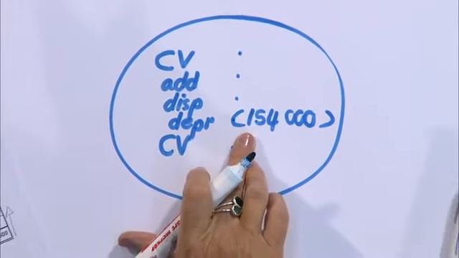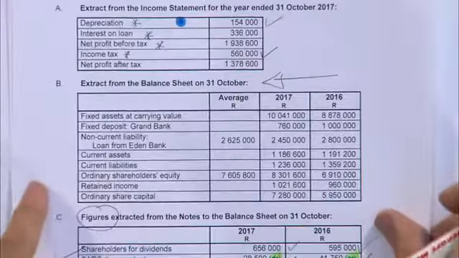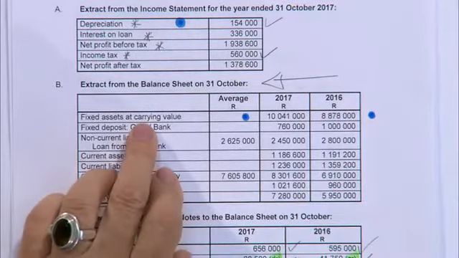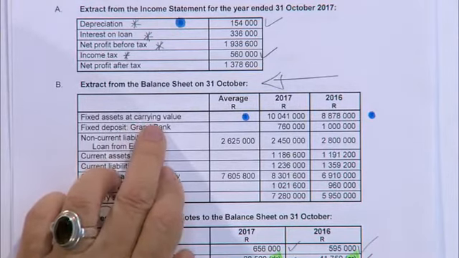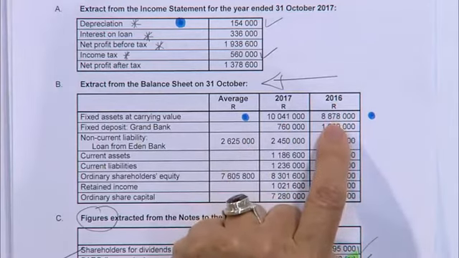What else do I have? The carrying value is what is shown to me in a balance sheet right there. I'm going to use the blue pen now. In other words, fixed assets at carrying value, I can fill in 2 more amounts. Let's start with last year at the top, 8,878,000.